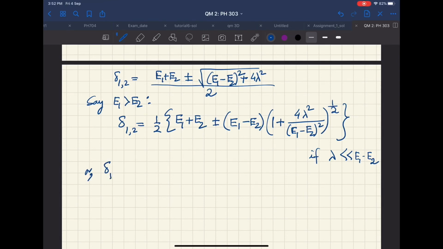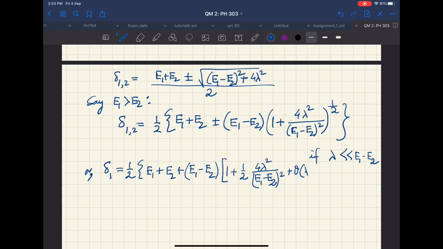Then this is going to give us delta 1. Let us write just the plus sign root. This is going to give us e1 plus e2 plus e1 minus e2, and then there will be something like 1 plus half into 4 lambda squared by (e1 minus e2) whole square term, and then there will be lambda to the power 4th order terms. There will be all these things.